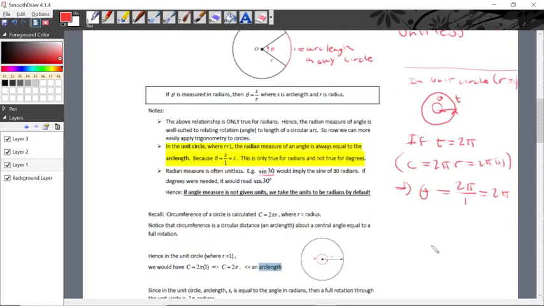So we get that if theta is equal to 360 degrees, that is equivalent to 2 pi radians. I don't have to write radians here. If I don't write the word radians, we assume the 2 pi is measured in radians, but I'm writing it now for emphasis. 360 degrees of rotation is always equivalent to 2 pi radians.